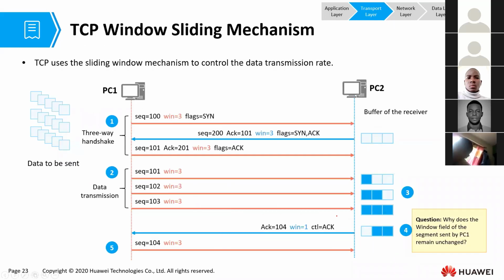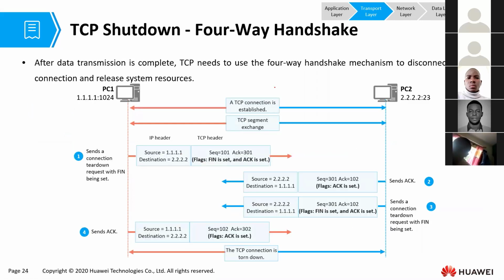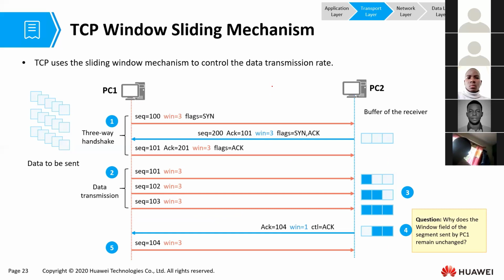Now we have a concept called the window sliding mechanism. What this means is that during the TCP three-way handshake, both ends notify each other of the maximum number of bits. We call it the buffer size. So what happens, let me do this here. During the three-way handshake, these guys agree that you will be sending me 3 bytes at a time. You will be sending me 3 bytes at a time.